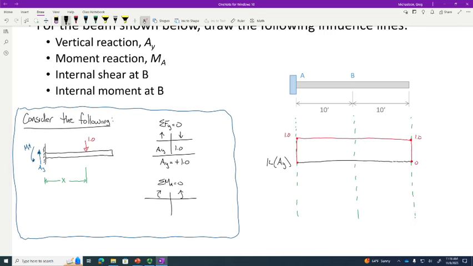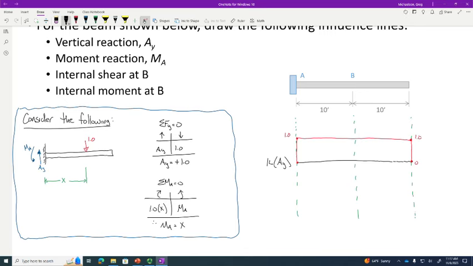Do I have to consider AY? So I have 1 times X, and then I have MA, right? So I did a very bad job of writing that as a subscript. That's supposed to be M sub A. So that is supposed to be MA, and that's going to be 1.0 times X, or MA equals X.